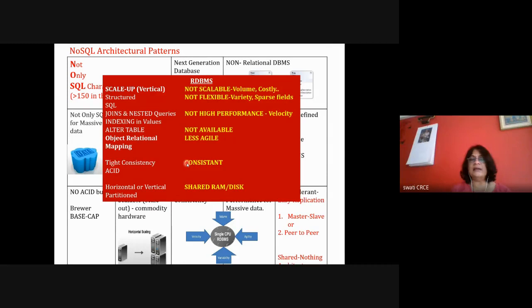It is not flexible also, so you have to have a fixed structure in mind in the beginning, and you cannot change it. If you want to change it, then you have to use the alter table command. And the alter table command means you have to shut down your RDBMS system, do the changes, and start the system again, and the system will not be available. So there is no flexibility, and you need to have a fixed, rigid structure. And if sparse fields are there, then it takes so much space.